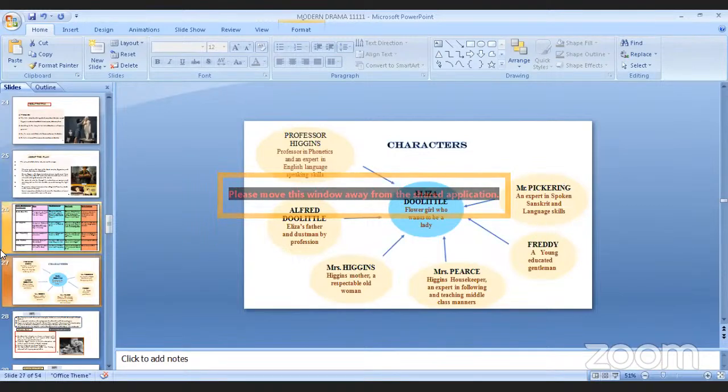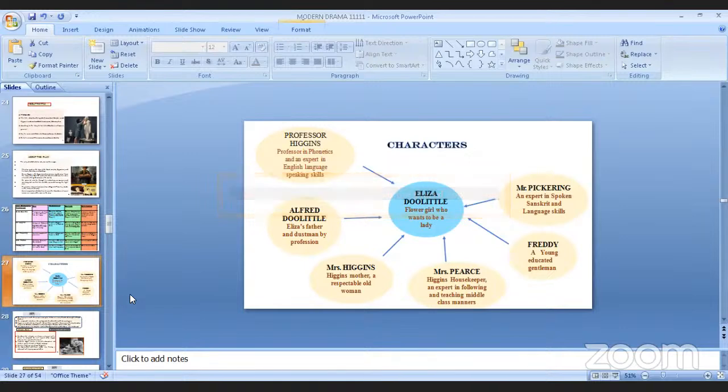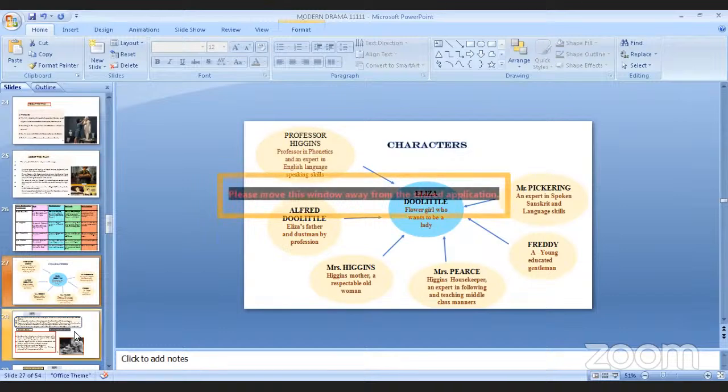Well, these are again the characters which you find in this play Pygmalion: Professor Higgins, Alfred Doolittle, Mrs. Higgins, Mrs. Pearce, Freddie, Mr. Pickering.